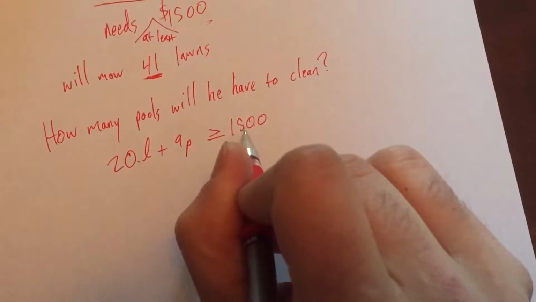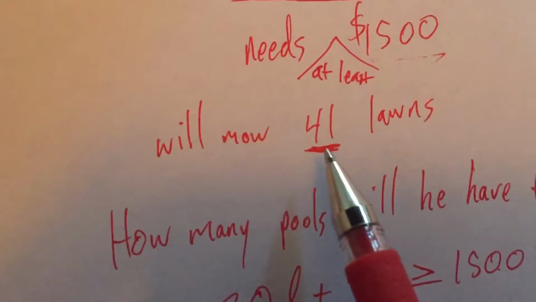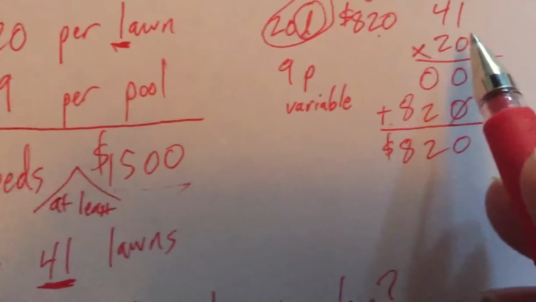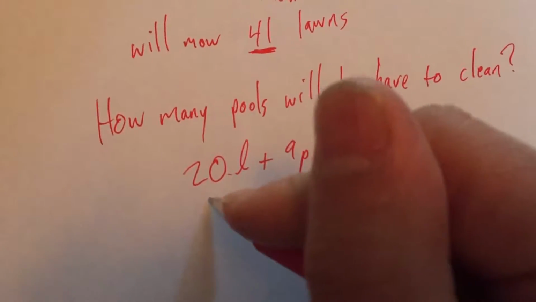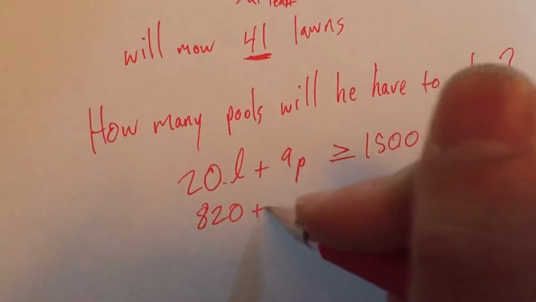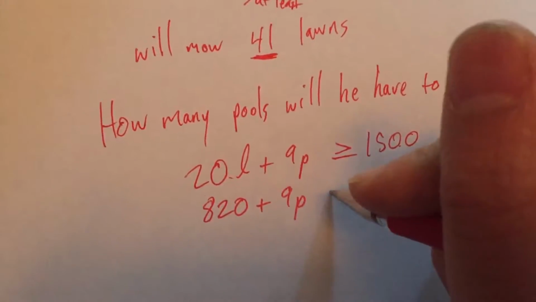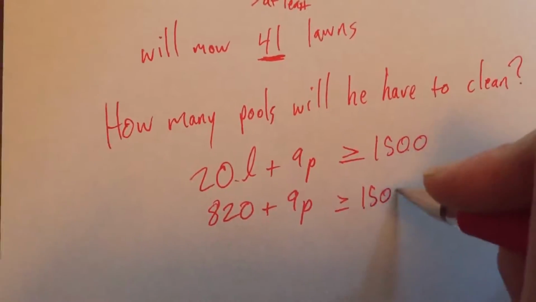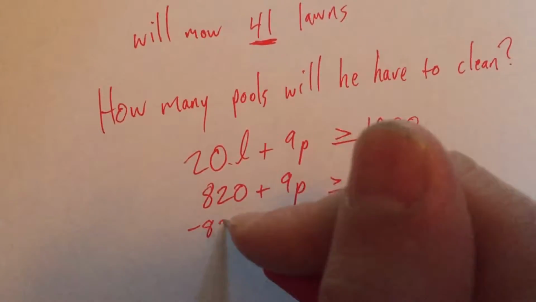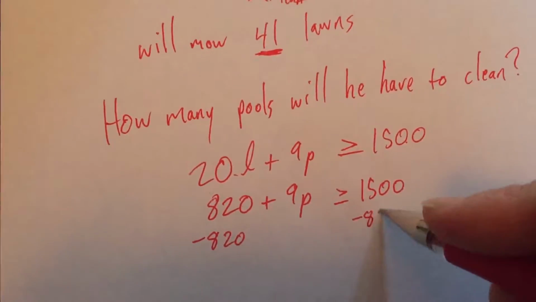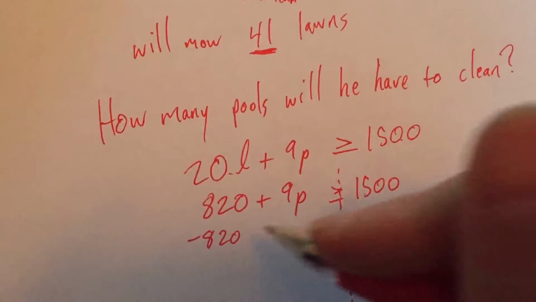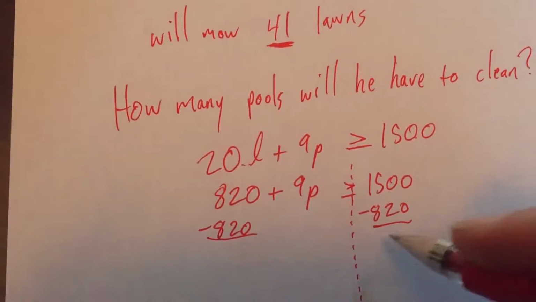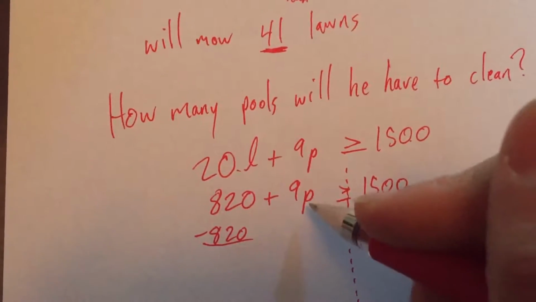Now we found out that 20L, after you plug in the 41 lawns, we found out that 41 times 20 is $820. So I'm going to come down here and replace this with 820 plus 9P is greater than or equal to 1,500. Then subtract 820, subtract 820. Oh, messed up. Got to build your wall first. So put your dividing line. And then I'll let you work out the rest of this, and you're solving for P.